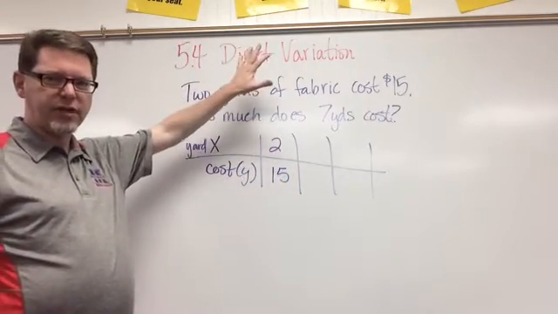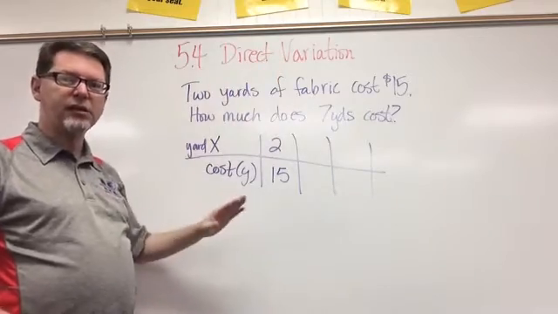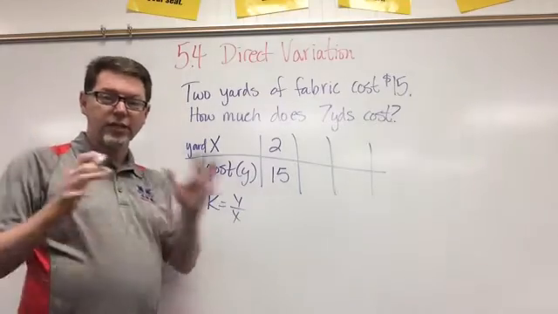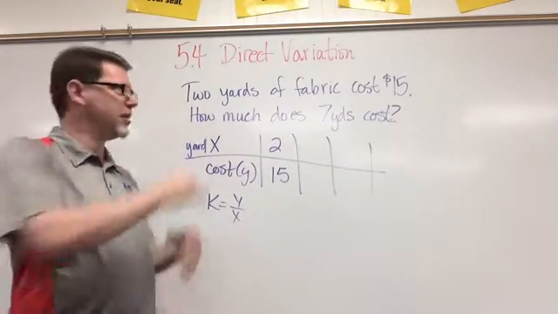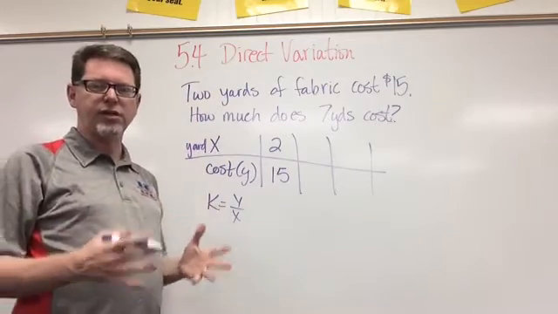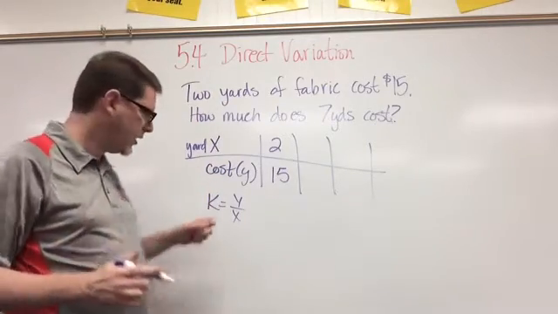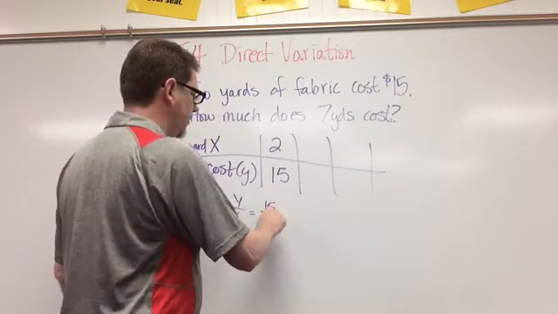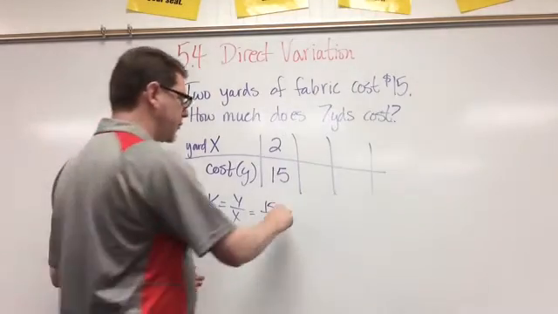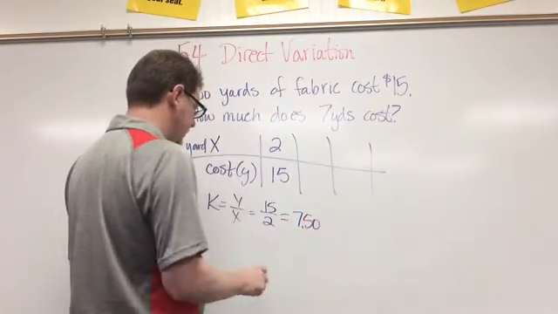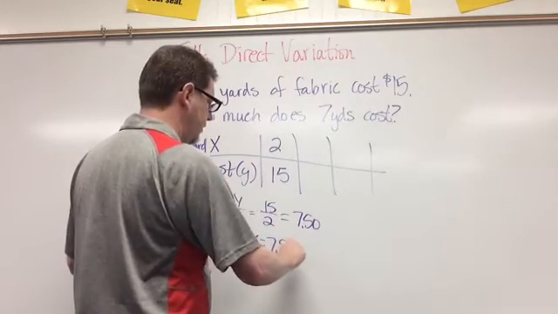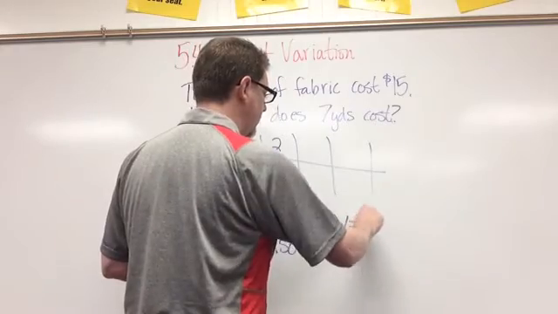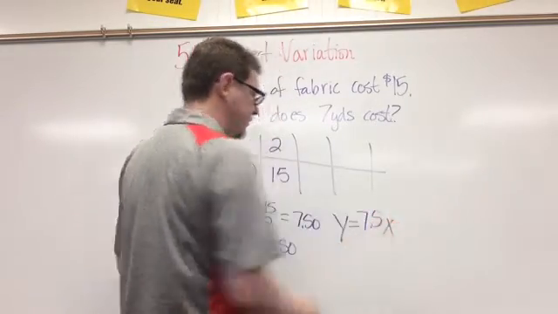Well, they told me it was a direct variation equation, so that means I can find k by doing y over x. Okay, they told me that. I didn't have to guess. It was in the instructions. I just didn't write the instructions. They told me it's direct variation. If that's the case, then k is always going to be y over x. Well, what's y over x? That's 15 over 2. Well, 15 divided by 2, if we're talking money, is $7.50. So we know that k equals $7.50. So my function in equation form would be y equals 7.5x.